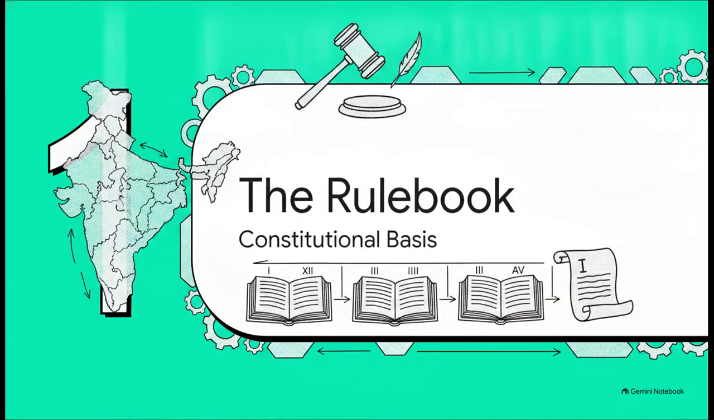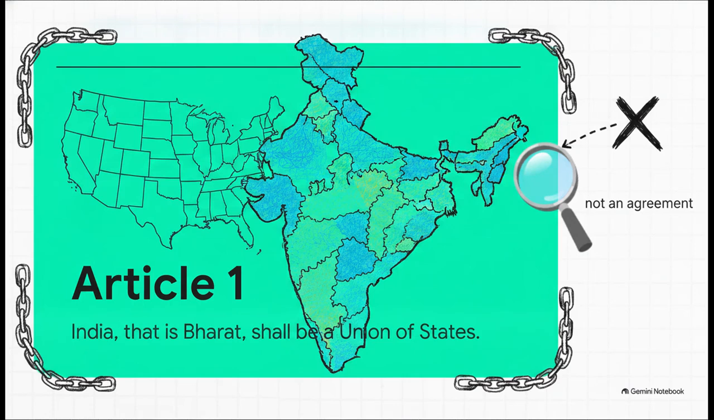Section 1. The Constitutional Rulebook. To truly understand how this map keeps changing so fluidly, we have to look at the underlying code, Articles 1 through 4 of the Constitution. Let's jump right into Article 1, which firmly establishes India as a union of states.